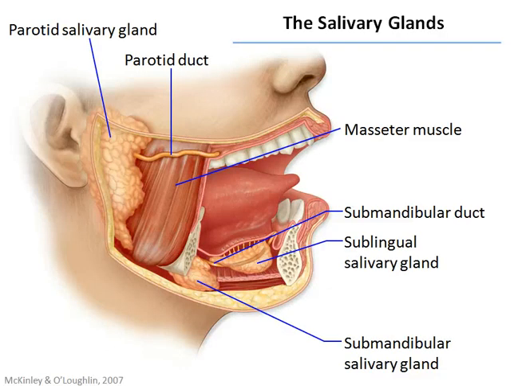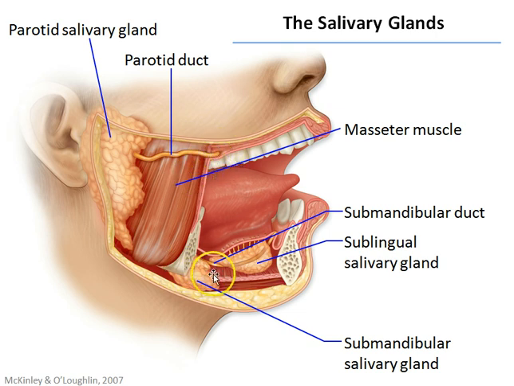Now, since these salivary glands are extrinsic, which means they're outside the oral cavity, they have to get their saliva in via a system of ducts. So here we have the parotid salivary gland. Linked to that, we've got the parotid duct, and that will take the saliva into the mouth, posterior to the molar teeth on the upper part of the mouth.